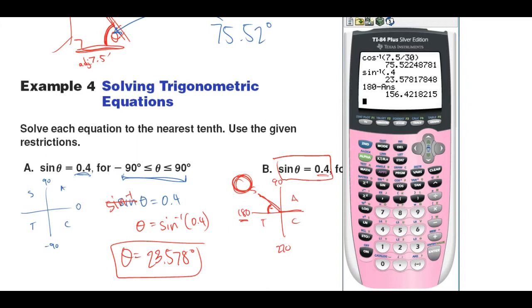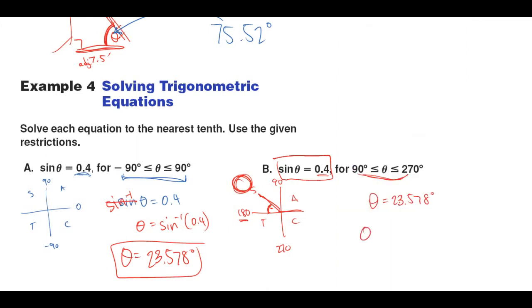Now you got to be careful. So 156.42. You got to be super careful because your calculator is a great tool, but it's only so smart. And so your brain has to figure out what quadrant you're in, and you're paying attention, and you know the calculator is giving you a reference angle so you can find it in the right spot.